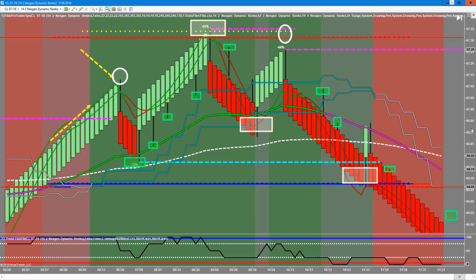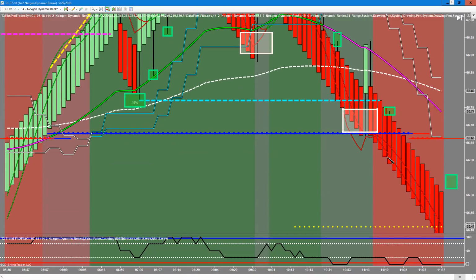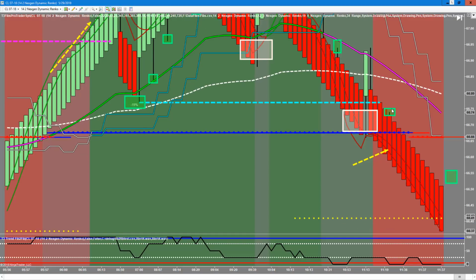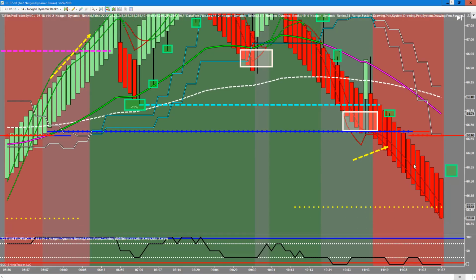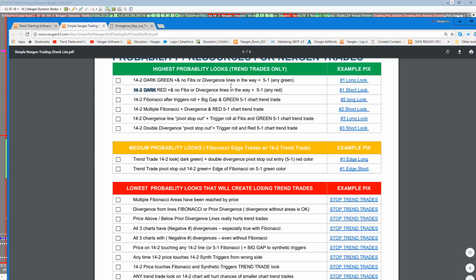And again, for those of you that know our software, when our trigger lines and the background are blood red and the trigger lines are past our blue fib, we're going to the next area. It's just what happens. So this little green box right here is the first place on our 14-2 chart where the indicators agree, right? Well, look at the rules. Everything is dark red and there's no fibs and no divergence in the way.